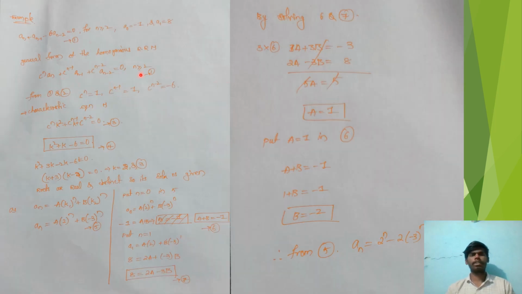Now, let us see the second order homogeneous recurrence relation. Here, the given question is a(n+1) plus a(n) minus 6a(n minus 2) is equal to 0, where the condition is n greater than or equal to 2, and a naught is equal to 1 and a1 is equal to 8 are the initial conditions. Let us take this as equation 1, and the general form of the homogeneous recurrence relation is given as c(n) a(n) plus c(n minus 1) into a(n minus 1) plus c(n minus 2) into a(n minus 2).